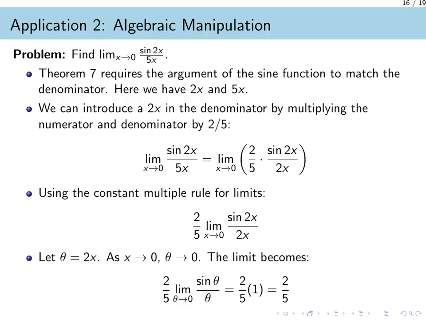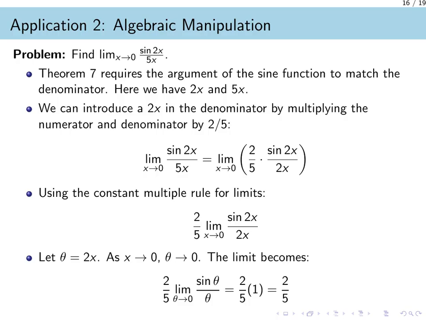some clever algebraic manipulation. Our goal is to find the limit of the fraction sine of 2x over 5x as x approaches 0. A problem here is that the argument of the sine function, 2x, does not match the denominator, 5x, so we cannot directly apply our known rule for the limit of sine theta over theta.